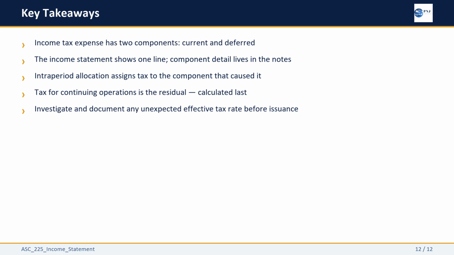Let us close with the essentials. Income tax expense is made up of current and deferred components, but only one line appears on the income statement face. The breakdown belongs in the notes. Intraperiod tax allocation under ASC 740-20 ensures that each component of income and equity absorbs the tax it generated, preventing distortion of any single line item. The tax allocated to continuing operations is always the residual, calculated after all other components have been assigned their share. And whenever you see an effective tax rate that looks unusual, that is not the end of the analysis.